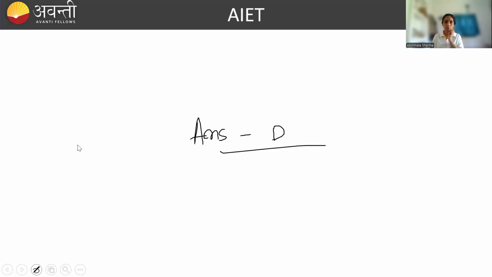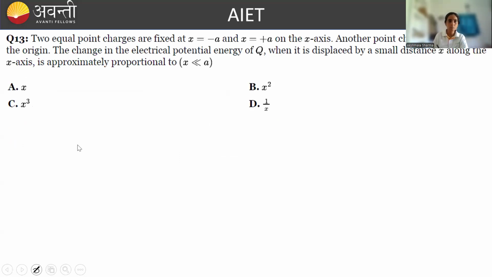ठीक है, चलो नेक्स्ट क्वेश्चन की तरफ चलते हैं। So next question is, two equal point charges are fixed at x equal to minus a and x equal to plus a on the x-axis. ठीक है, so what is the question? Two equal point charges. चलो पहले कोऑर्डिनेट सिस्टम बना लेते हैं। इसको हमने ले लिया ओरिजिन 0 0। So one charge is at plus a and another charge is at minus a and they are equal charges.